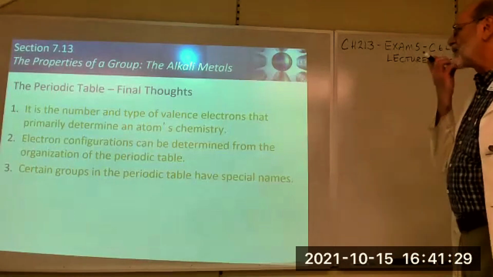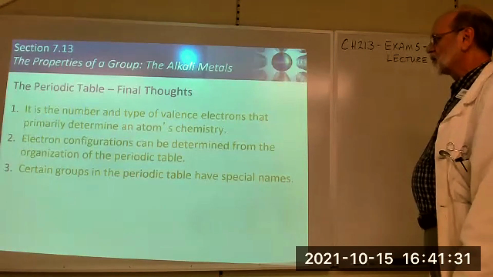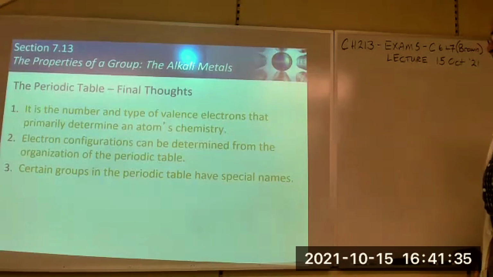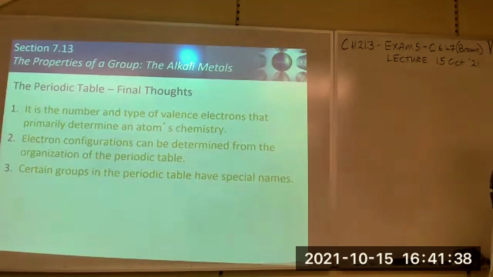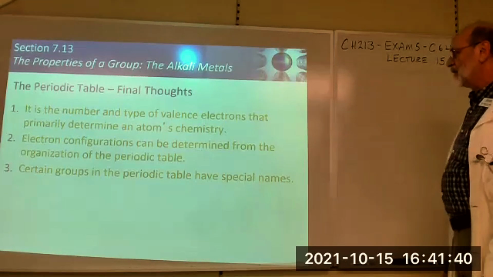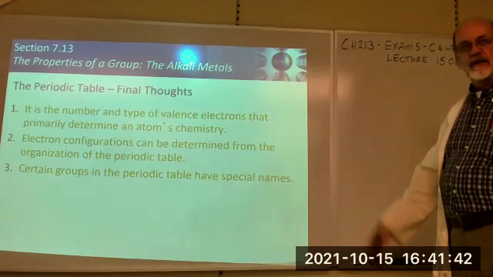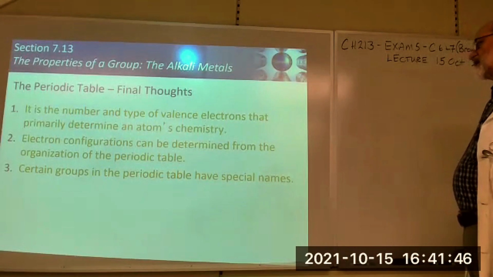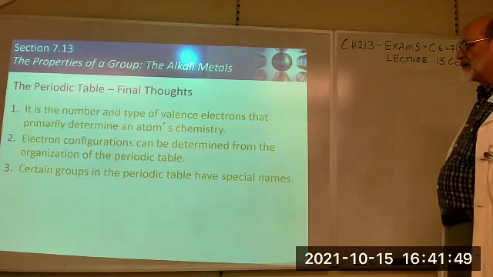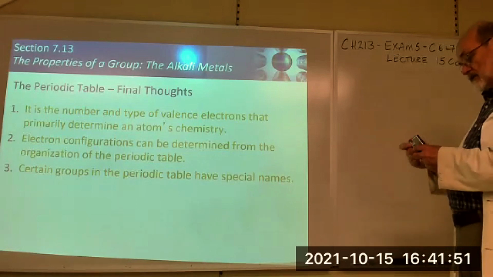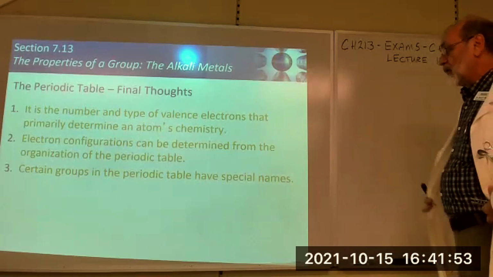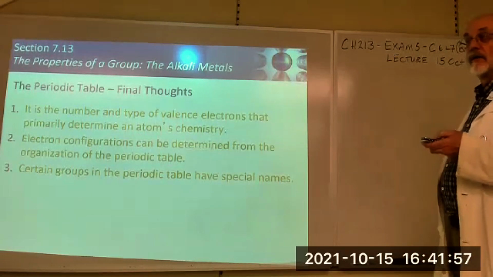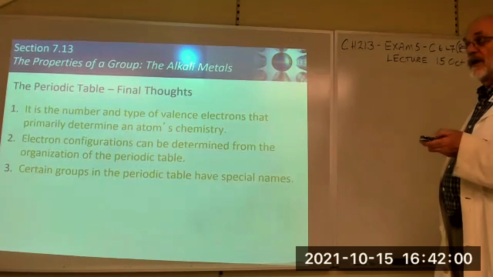All right. Final thoughts. It's the number and type of valence electrons that primarily determine an atom's chemistry. That is true in spades. The valence electrons are the ones that participate in reactions. Electron configurations can be determined from the organization of the periodic table. Well, that's true too. Okay. I'm glad you can do it that way because I don't want to have to sit there and use all those rules to get where I'm going when I've got a periodic table that shows me where everything is.